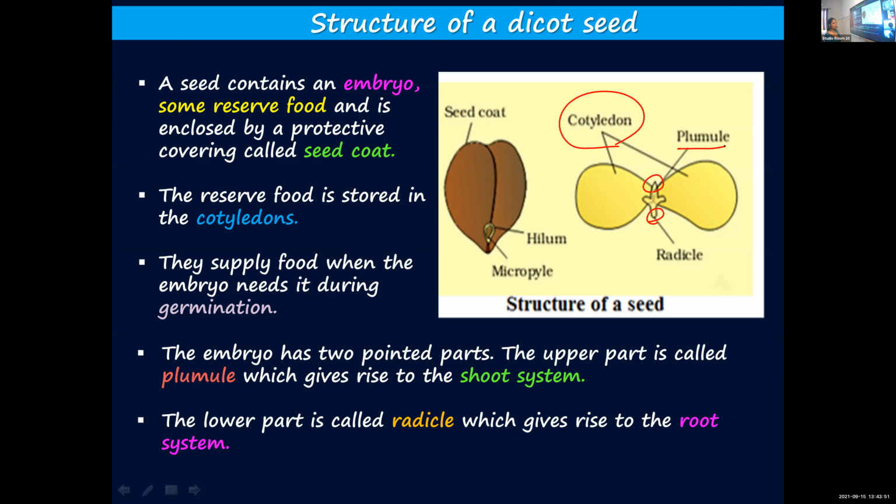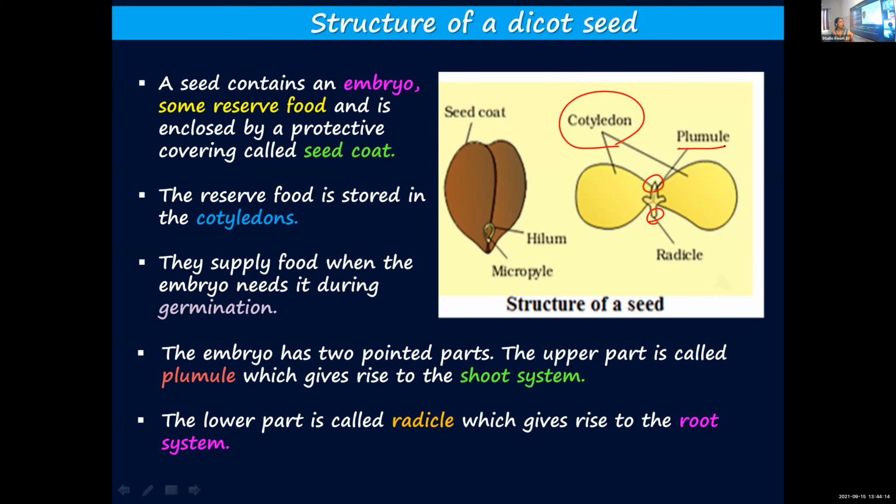Whereas on the lower part, there is a portion known as radicle, not radical, it is radicle. R for radicle, R for root. This is the future root. It will develop into the root system. So once again, a seed has got an embryo, reserve food, and a protective covering known as seed coat.